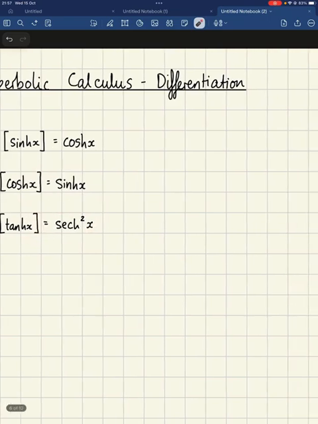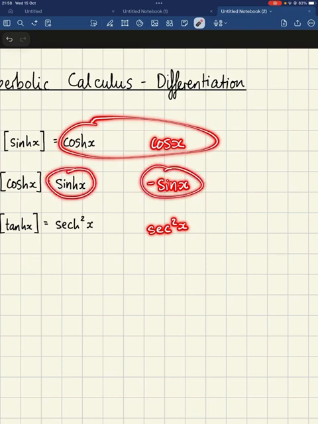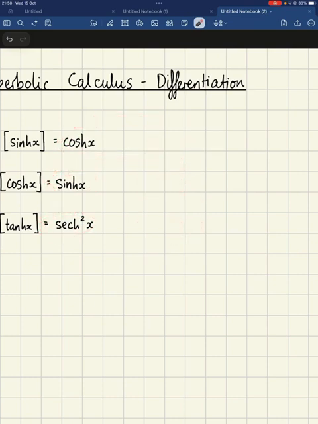This is very similar to trig, because sin x differentiated gives cos x, differentiated gives minus sin x, and tan x differentiated gives sec squared x. So we can see again there is a similarity. We had a cos, now we've got a cosh. Here we had a minus sign, here we've got positive sinh. Here we had sec squared, here we've got sech squared. So we can see the similarity again.